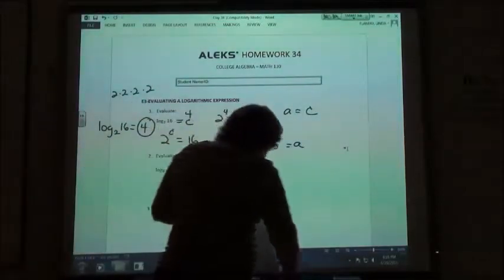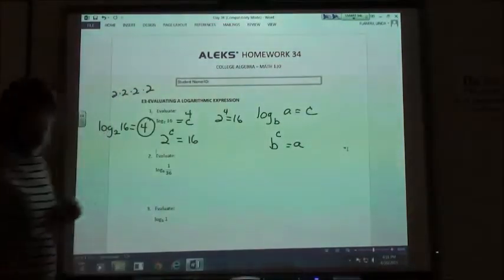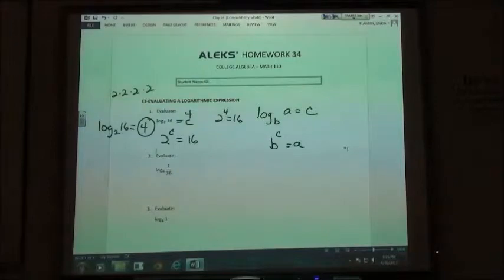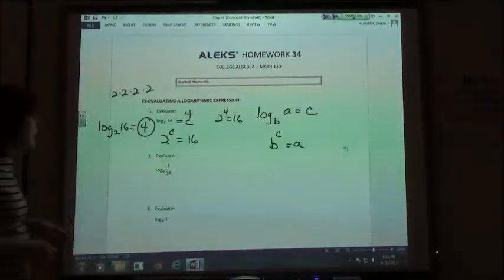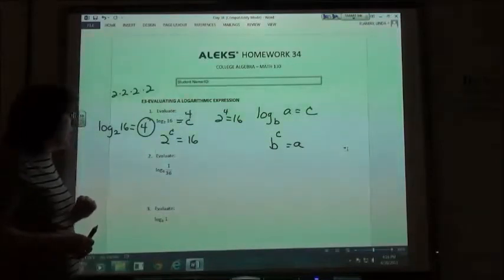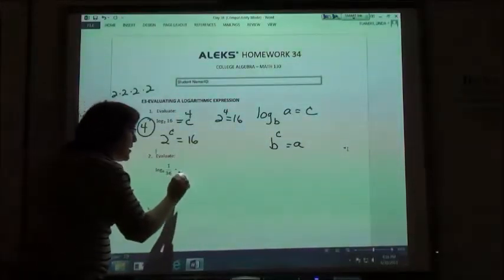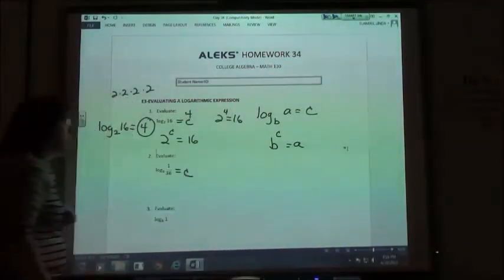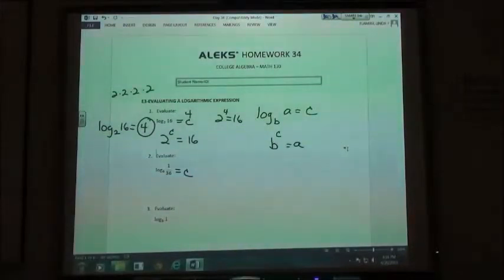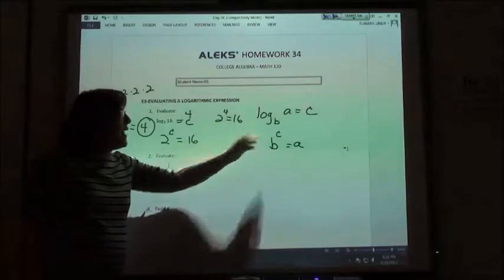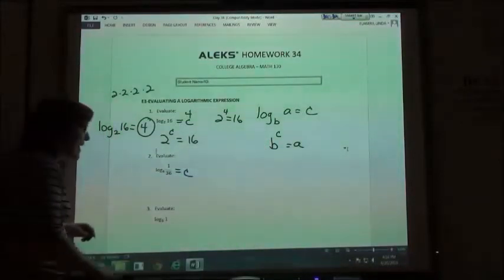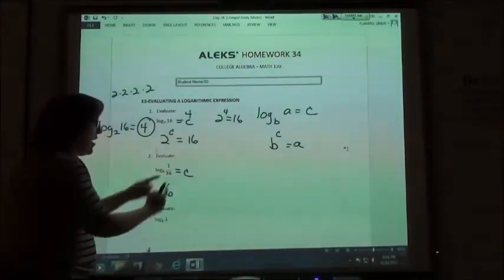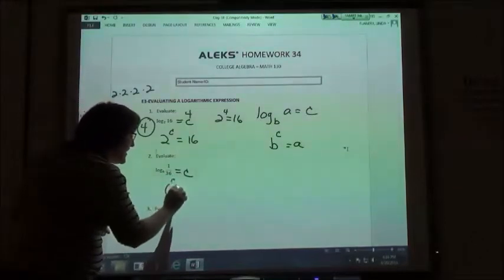Number 2, check your paper, see if you have the same problem. I switched it, and so if you don't, rewrite it as log base 6 of 1/36. Again, I want to evaluate my logarithmic expression, just so it looks like my formula, I'm going to put equals c on the end. You could have an x or whatever variable you want. Rewriting it in exponential form, my base is 6, so 6 to the c equals 1/36.